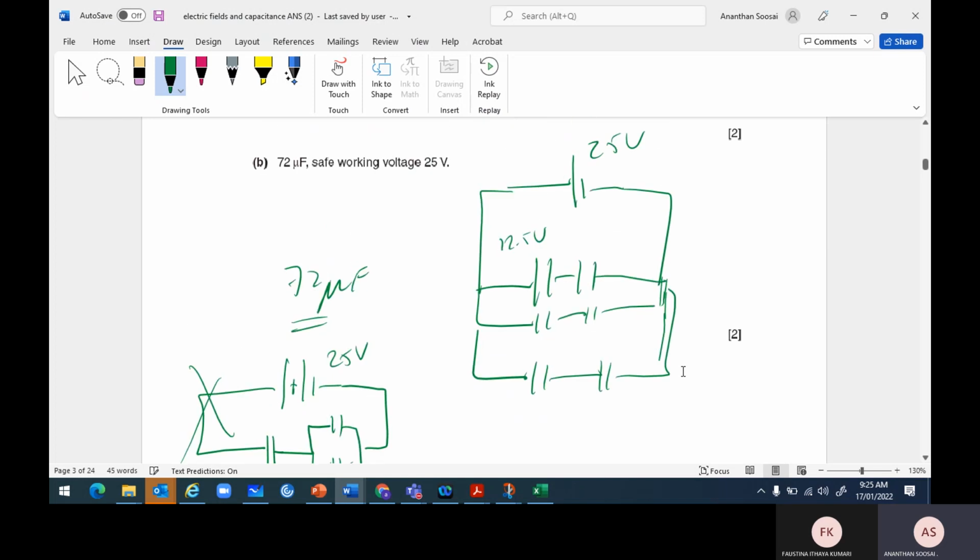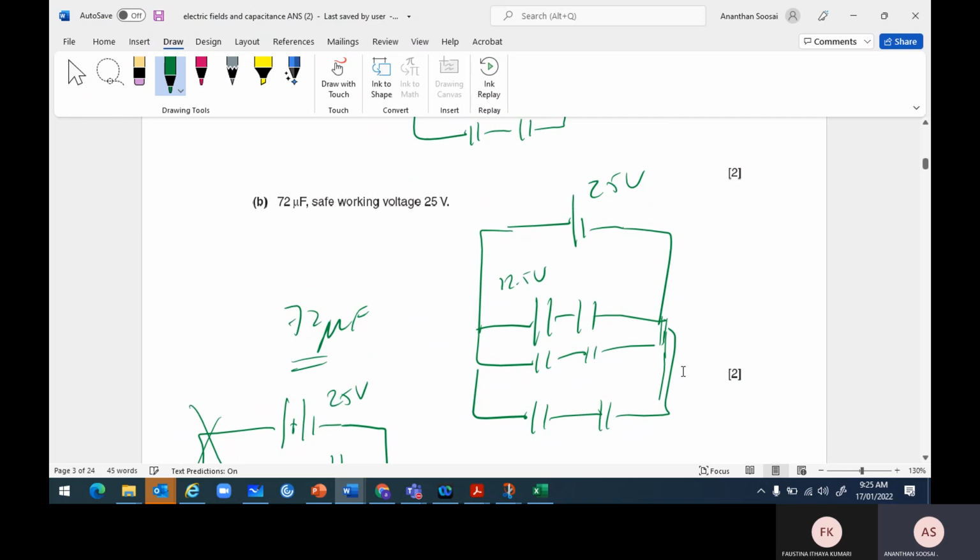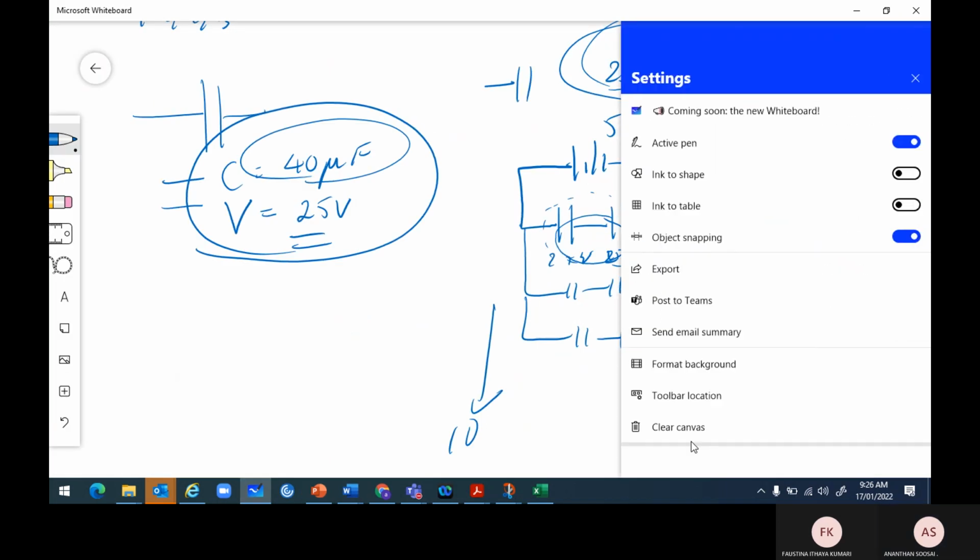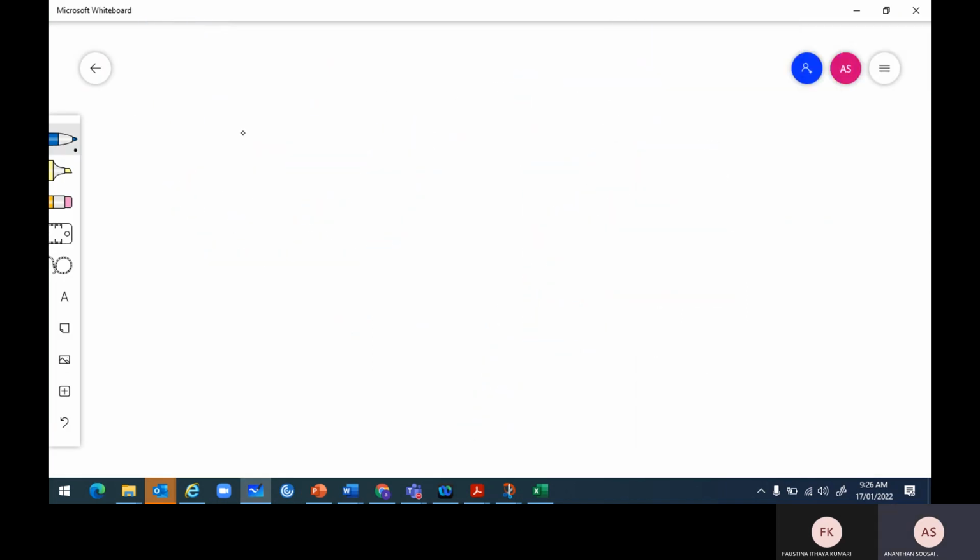Okay, class. Let me ask you another one. Arrangement. Okay, hope you got the idea. Another question: let's say you have a power supply which the voltage can be varied. You can vary the voltage.